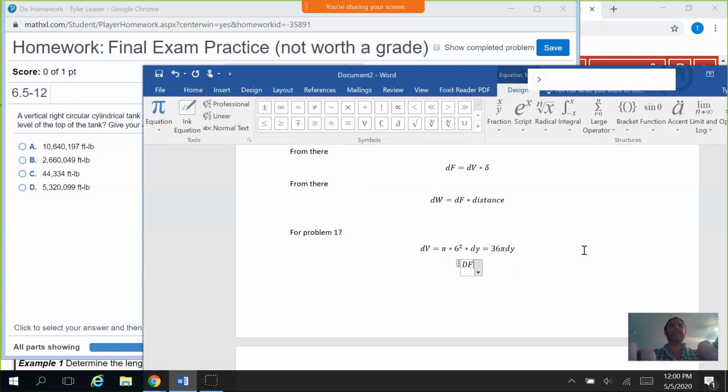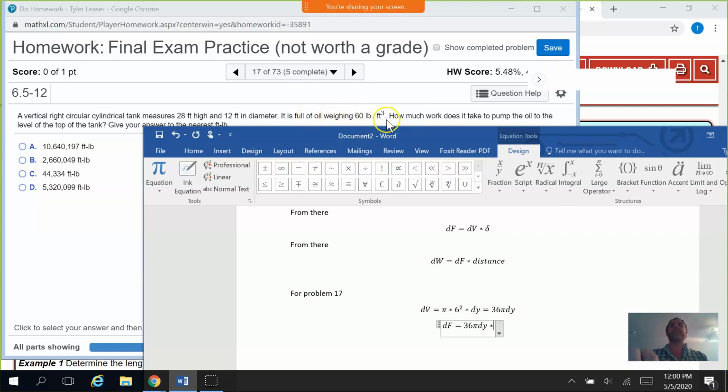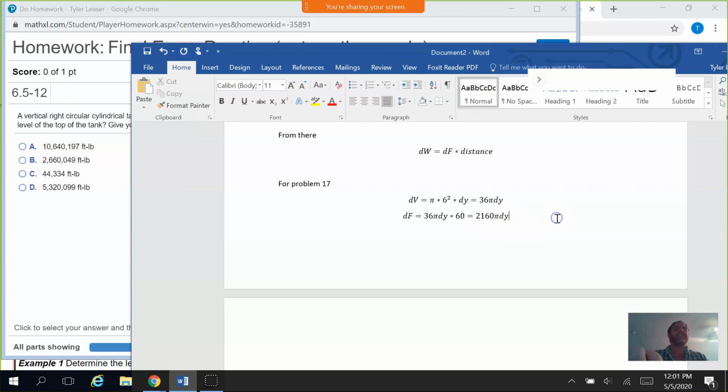Moving on, next we have to find the differential of the force. You can also think of that as the weight of each of these. To find the weight, you take the volume of each of them and multiply that by the density of the liquid. Oil weighs 60 pounds per cubic foot, so we multiply by 60. 36 times 60 is a number I'm going to look up on my calculator: 2,160. So 2,160 pi dy is the weight of every slice.